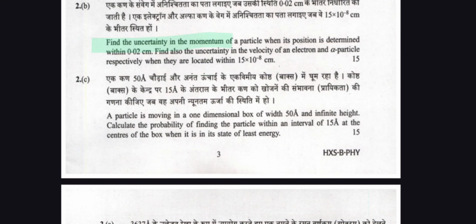Find the uncertainty in the momentum of a particle when its position is determined within 0.02 centimeter. Find also the uncertainty in the velocity of an electron and an alpha particle respectively when they are located within 15 into 10 power minus 8 centimeter.